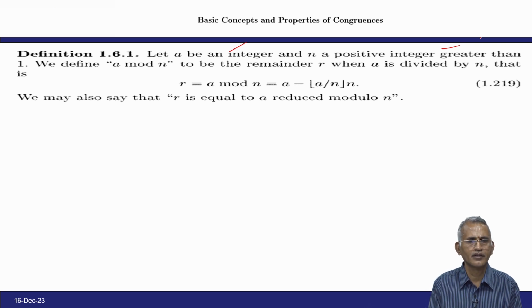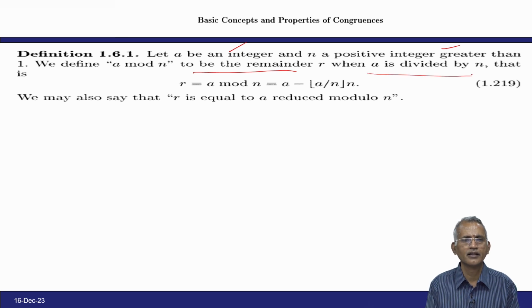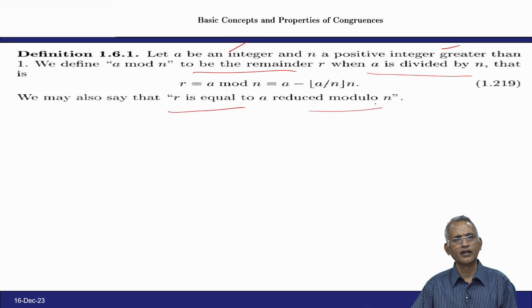a modulo n to be the remainder r when a is divided by n. The remainder r can be expressed as a mod n, or a minus the ceiling of a divided by n, times n. So, we may say that r is equal to a reduced modulo n. This is the statement written in that book, and then I took from that how we can define another way of writing the congruences.